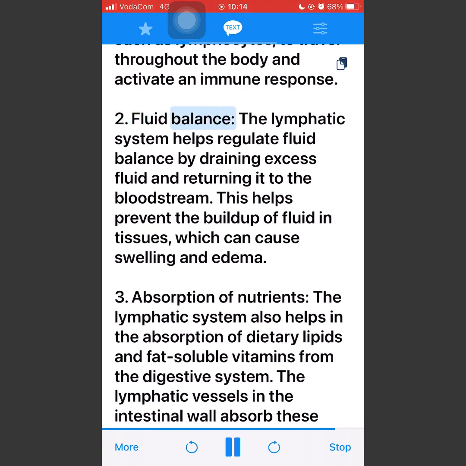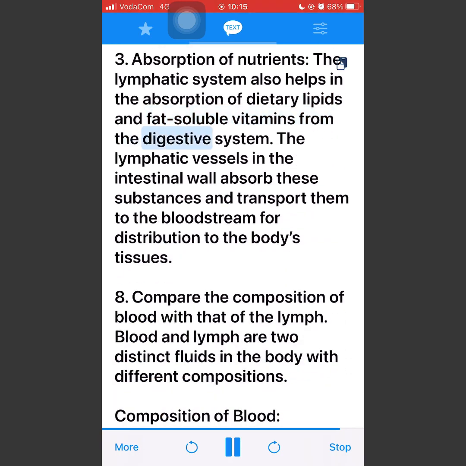2. Fluid balance. The lymphatic system helps regulate fluid balance by draining excess fluid and returning it to the bloodstream. This helps prevent the buildup of fluid in tissues, which can cause swelling and edema. 3. Absorption of nutrients. The lymphatic system also helps in the absorption of dietary lipids and fat-soluble vitamins from the digestive system. The lymphatic vessels in the intestinal wall absorb these substances and transport them to the bloodstream for distribution to the body's tissues.